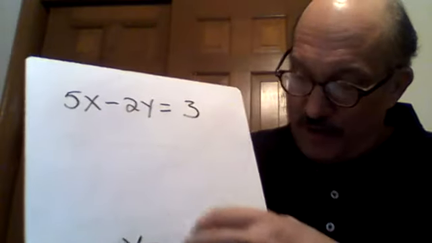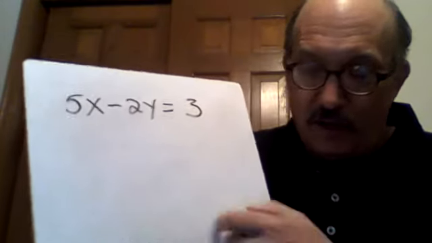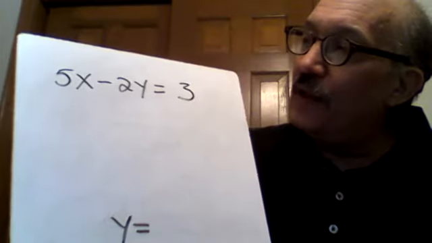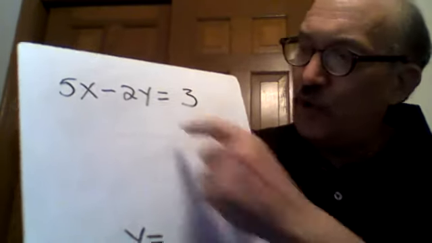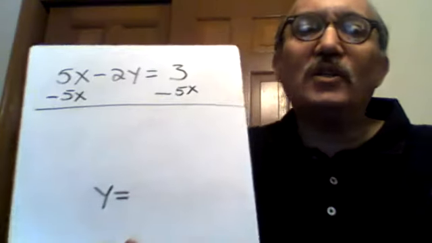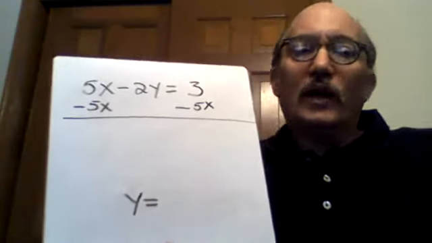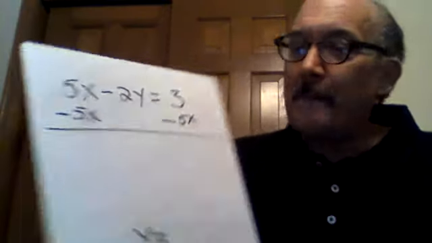But we're going to, and so there's going to be an x over here along with other numbers. Subtract 5x from each side. We're trying to isolate the y, so we don't want that 5x on the same side as the y, so subtract 5x from each side. We're doing the same thing to each side of the equation, so whatever we get is going to be equivalent.